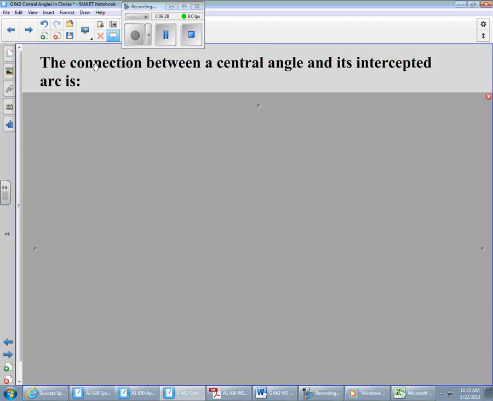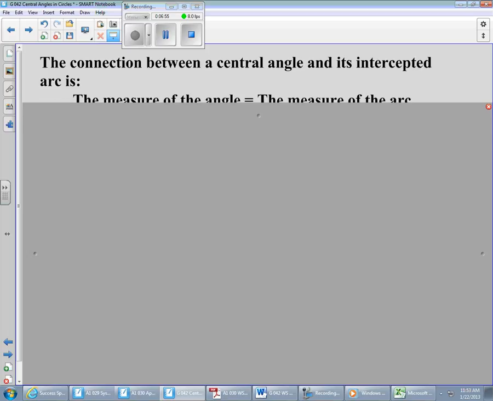Now there is a direct relationship between a central angle and what is called its intercepted arc. Anytime an angle makes contact with a circle, it divides the circle into some pieces. The piece that is caught between the legs of the angle is called an intercepted arc. So there is a connection between a central angle and its intercepted arc. And that connection is this.